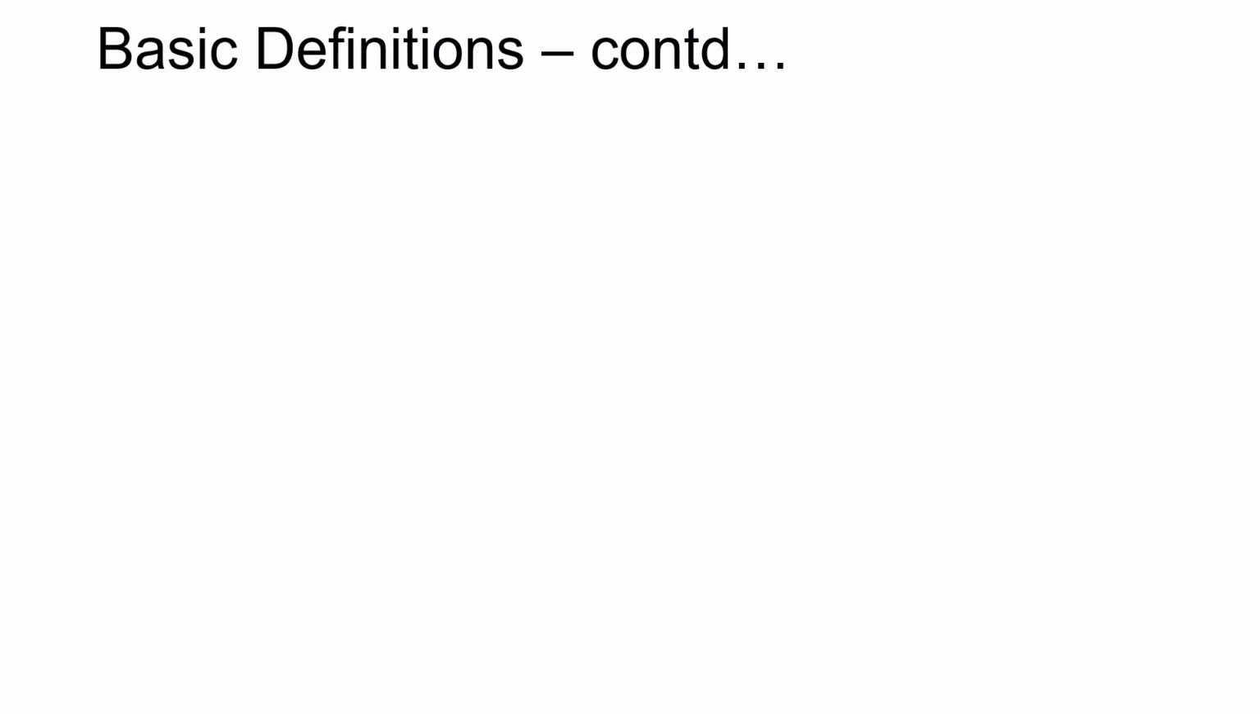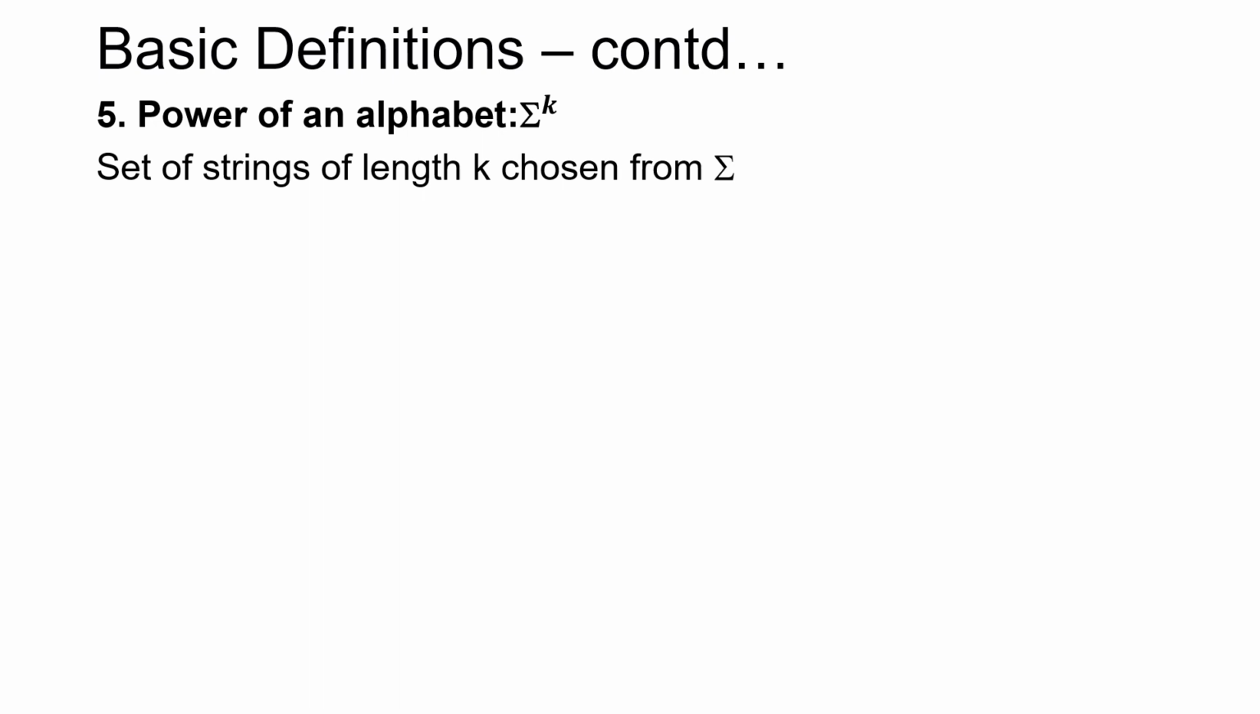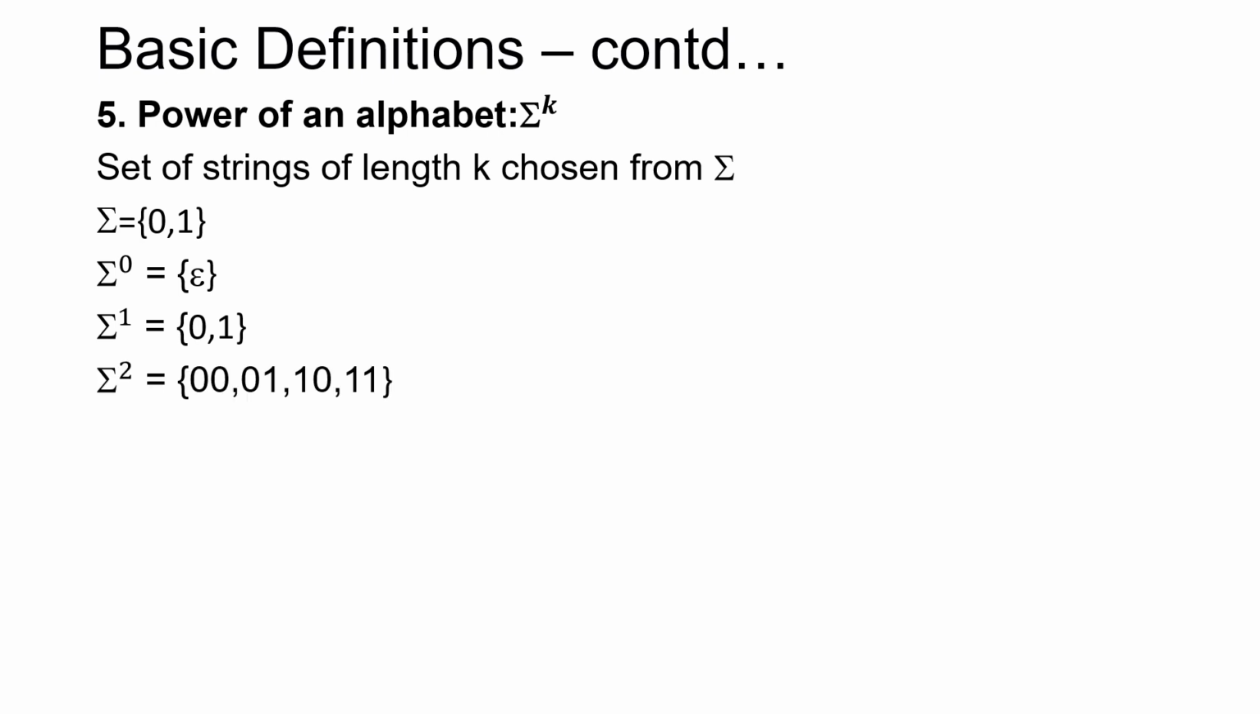Next, we'll continue with the power of an alphabet. The power of an alphabet is denoted by sigma power k. So let us see what it is. The power of an alphabet is the set of strings of length k chosen from sigma. So if I say sigma is equal to {0, 1}, my alphabet has only two symbols, 0 and 1. Now sigma power 0 is empty, nothing, so I denote it by epsilon. Sigma power 1: I have elements that have length only 1. So 0 is an element, 1 is an element. Now sigma power 2: all the strings of my set will be of length 2.